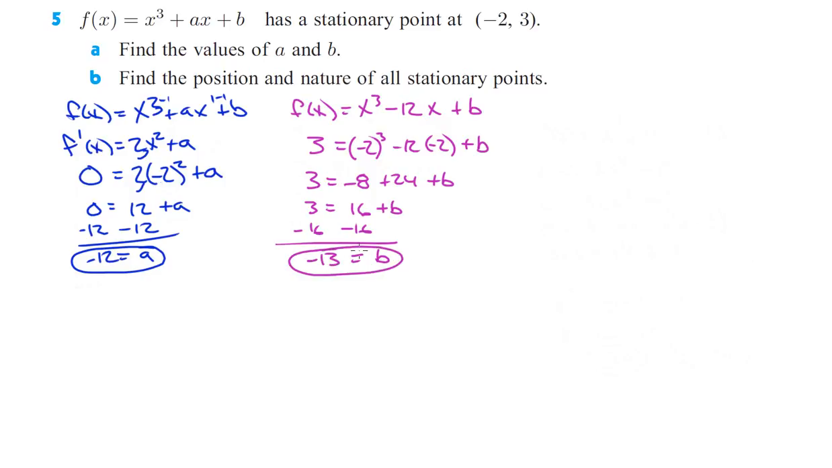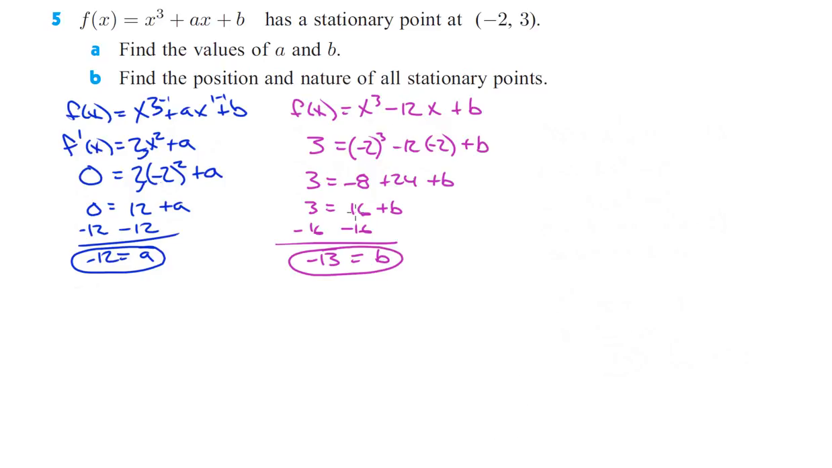All right, so now we found a and b. So that takes care of part A. Part B says find the position and the nature of all the stationary points. So let's see if we can figure that out.